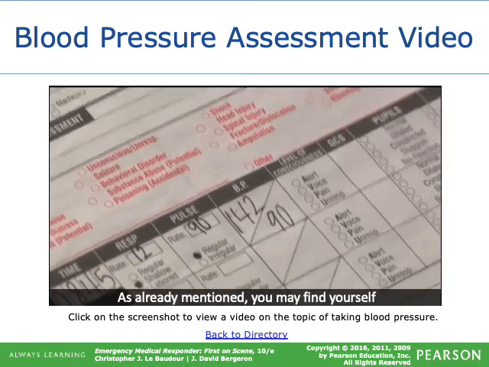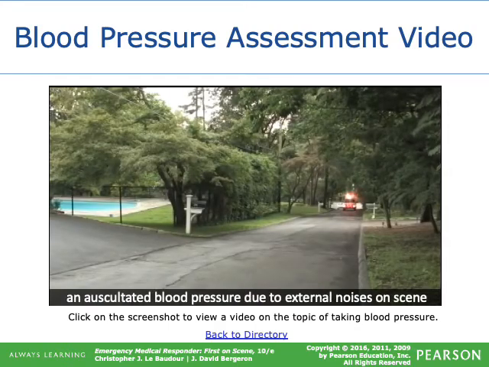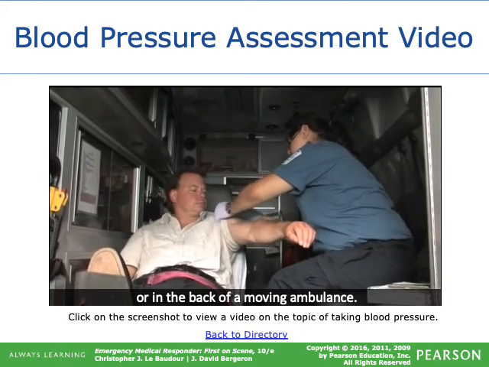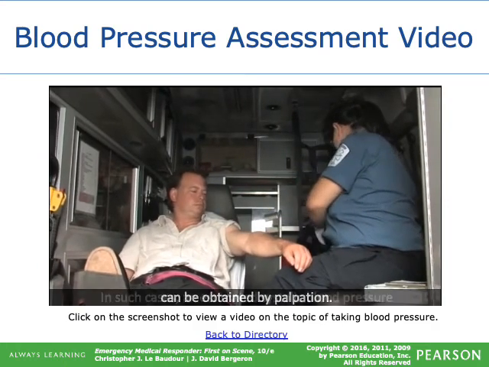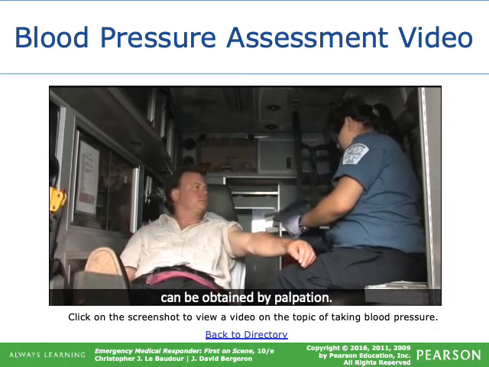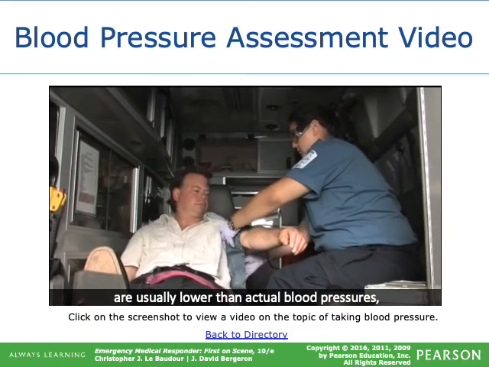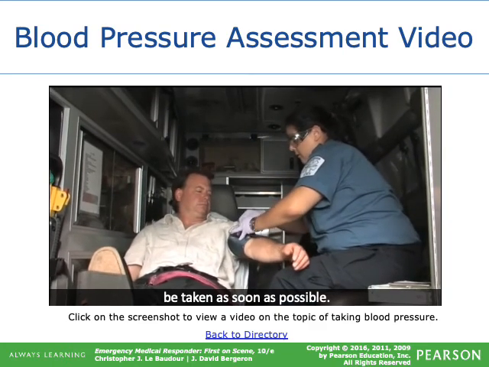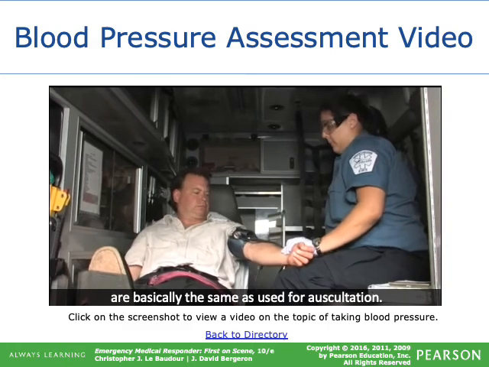As already mentioned, you may find yourself in a situation where it is impossible to hear an auscultated blood pressure due to external noises on scene or in the back of a moving ambulance. In such cases, an estimated systolic blood pressure can be obtained by palpation. Since the palpated blood pressures are usually lower than actual blood pressures, an auscultated blood pressure should be taken as soon as possible. The steps for palpating blood pressure are basically the same as used for auscultation.